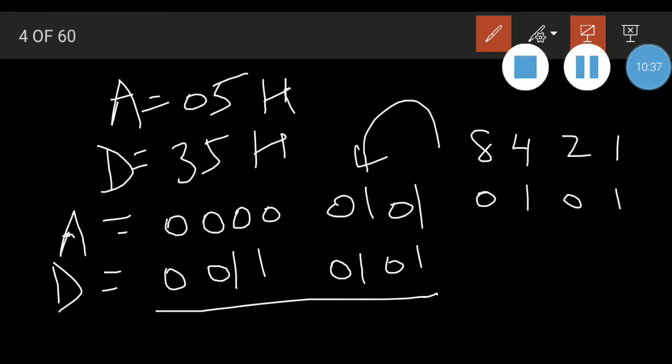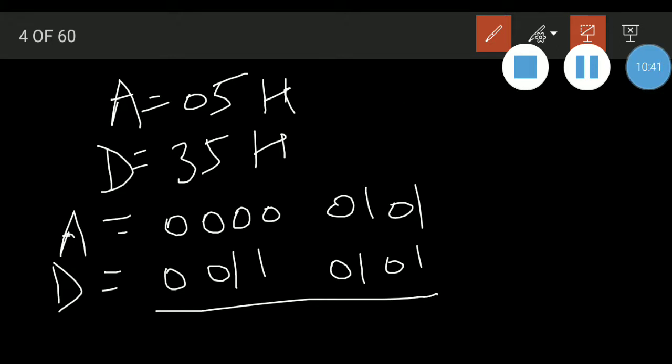Now just add these numbers. 1 plus 1 is 0 carry 1. Again 1 plus 0 is 1, right? 1 plus 1 is 0 carry 1. 1 plus 0 plus 1, again 1 1 0 0. Understood? Okay, now this result is given back into the accumulator. This result will be stored in the accumulator.